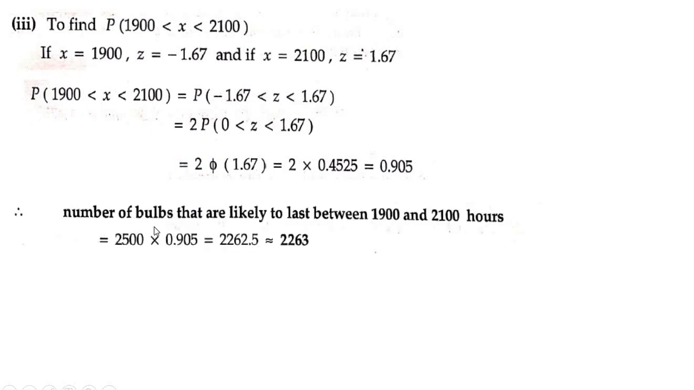So multiply it with 2500 to calculate the number of bulbs that are likely between 1900 to 2100, which is equal to 2263. We'll move on to the next one now.